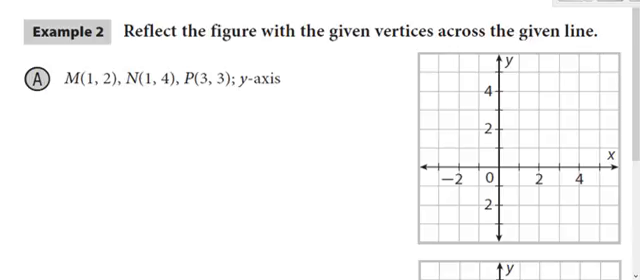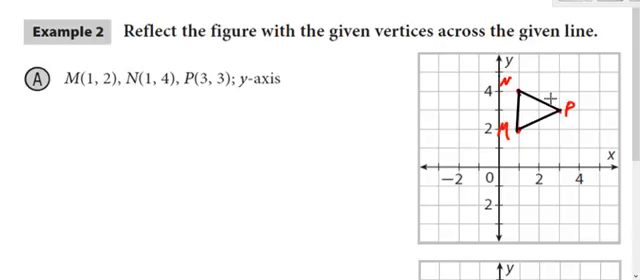So reflect the figure with the given vertices across the given line. We can plot these points first: 1, 2, that's M. N is 1, 4. And then P is 3, 3. And we are reflecting over the y-axis, which is the vertical axis right here.